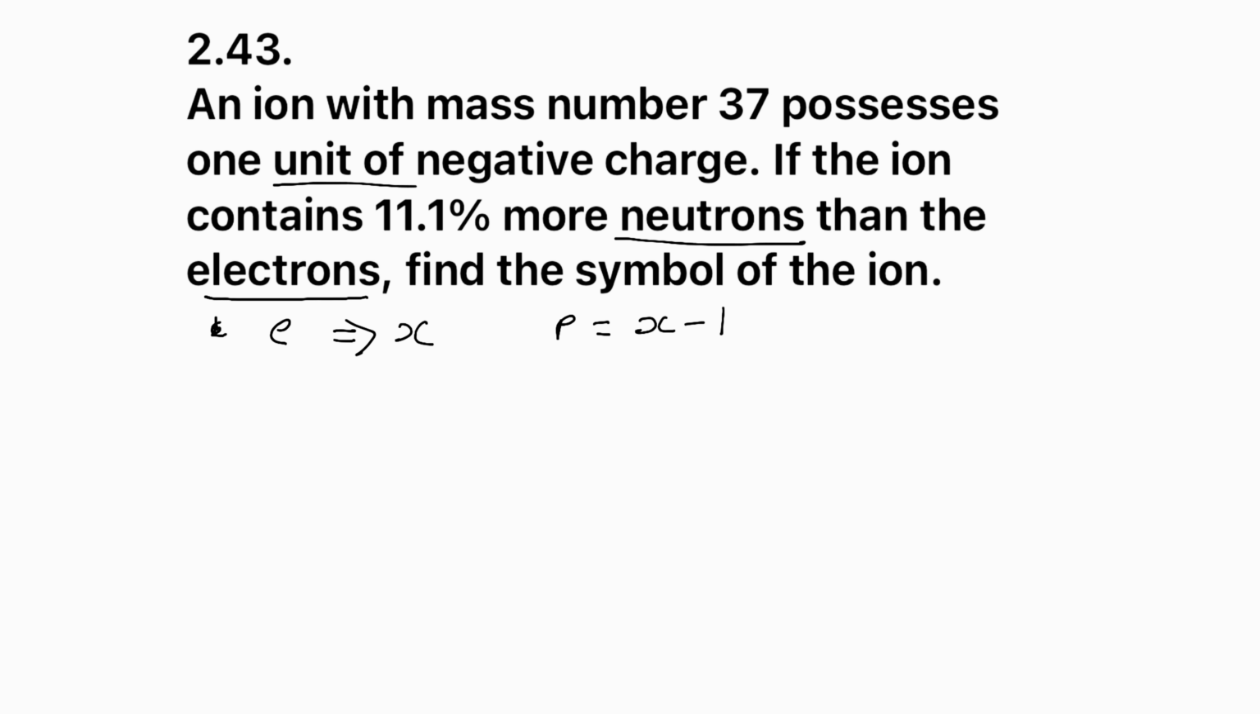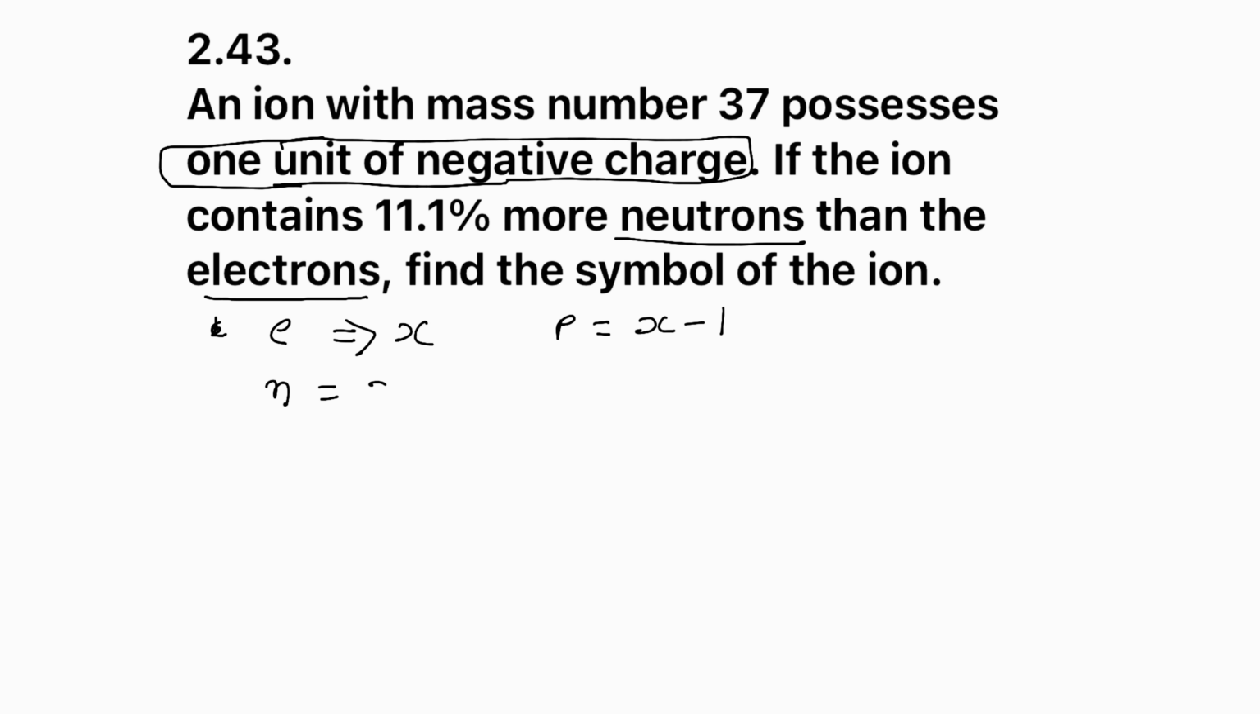Why? Because see, it is very clear. It possesses 1 unit of negative charge, which means the number of electrons is 1 greater than the number of protons. So if the number of electrons is x, the number of protons will be x minus 1. Right. Now, what about the neutron? See, as per the question, the ion contains 11.1 percent more neutrons than electrons.